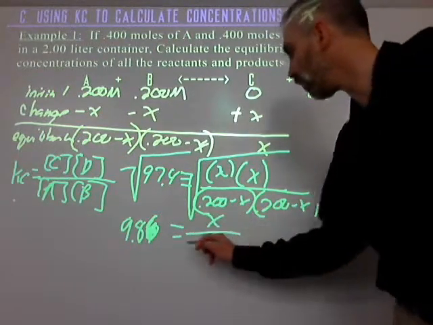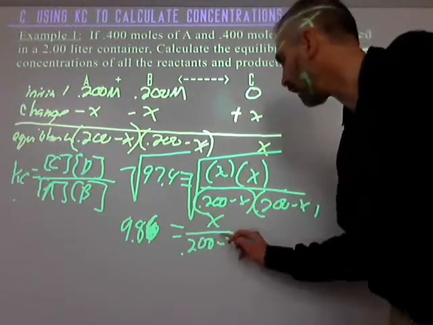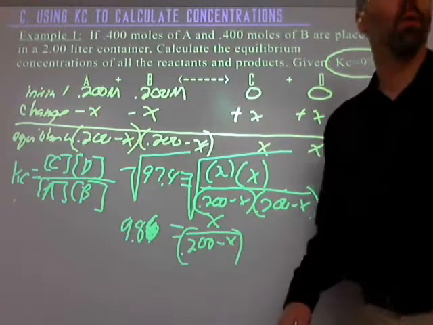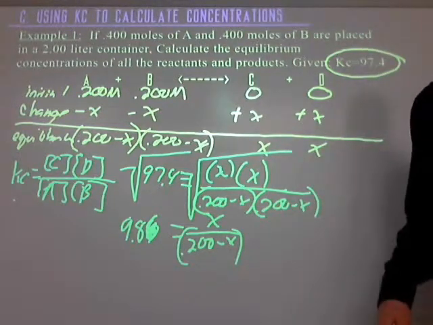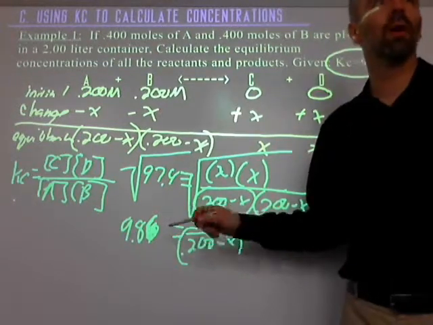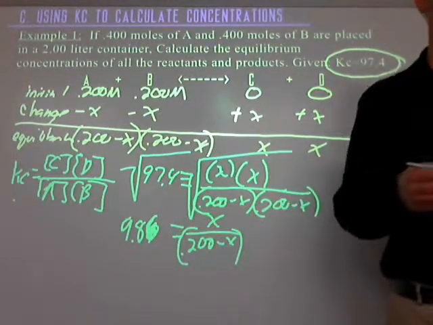So that equals x over 0.200 minus x, because I took the square root of both sides, right? So that's easy enough. All right. Now, what do I do next? What do you think I'm going to do next to solve for x? Multiply by the reciprocal. Well, it's easy.